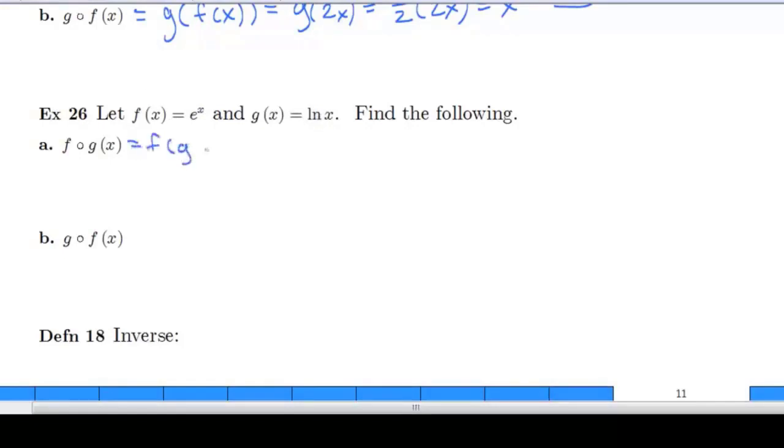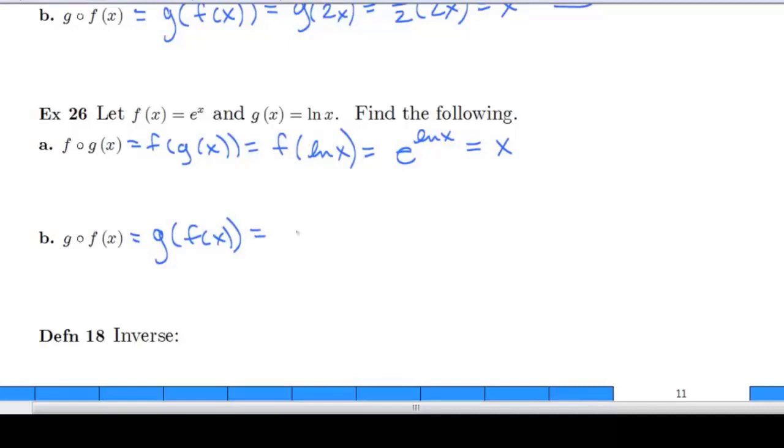So let's look at f of g of x. If we take f of the natural log of x, we end up with e to the natural log of x. And again, if you remember from Tech Math 3, e to the natural log of x will give you x. And if you have g of f of x, you would have g of e to the x, which is the natural log of e to the x, which again gives you x.